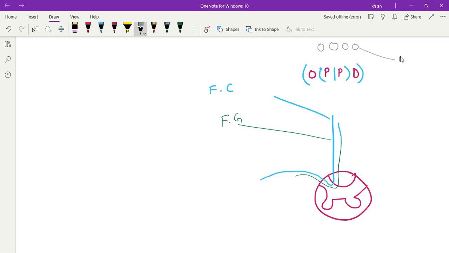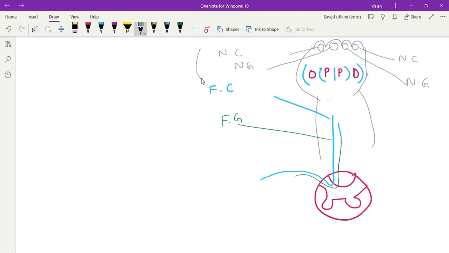This one is called nucleus cuneatus. This one is also nucleus cuneatus. This one would be nucleus gracilis. This is also nucleus gracilis. Okay. So this is the lower part of the medulla.